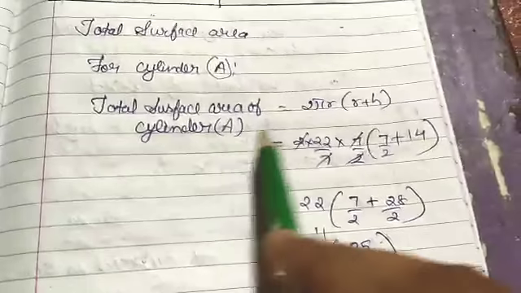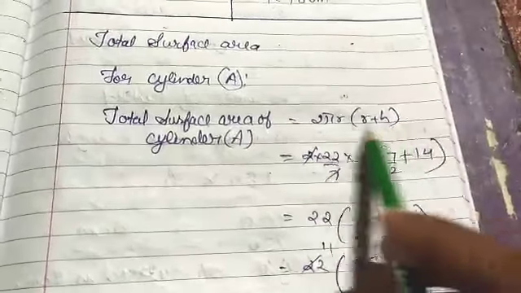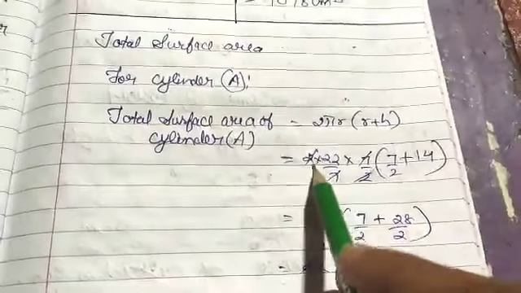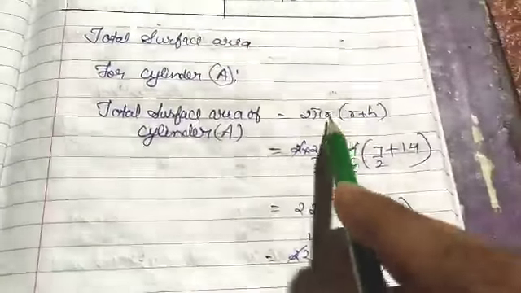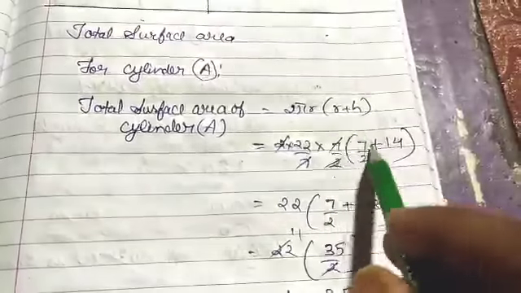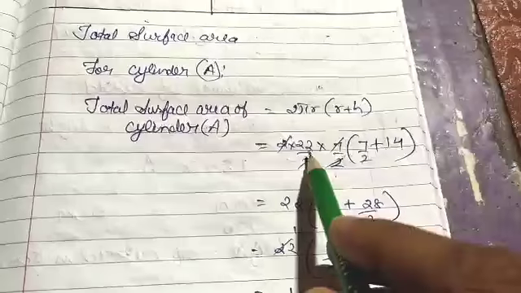So first we will find the total surface area of cylinder A. The formula is 2 pi r (r plus h). In our previous exercise we did such a formula. Now put the values: 2, the value of pi is 22 by 7, the radius of cylinder A is 7 by 2, and the height is 14. So 2 and 2 will get cancelled, 7 and 7 will get cancelled, 22 is left.